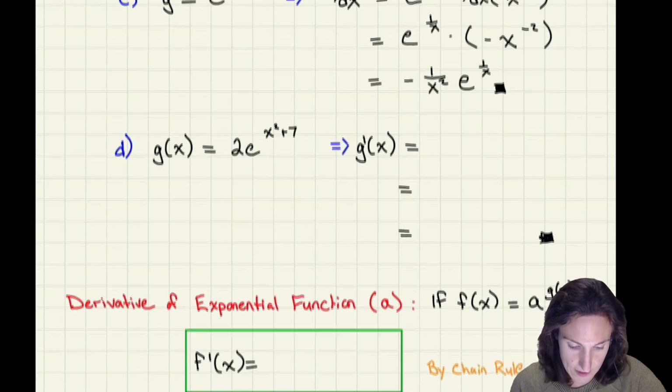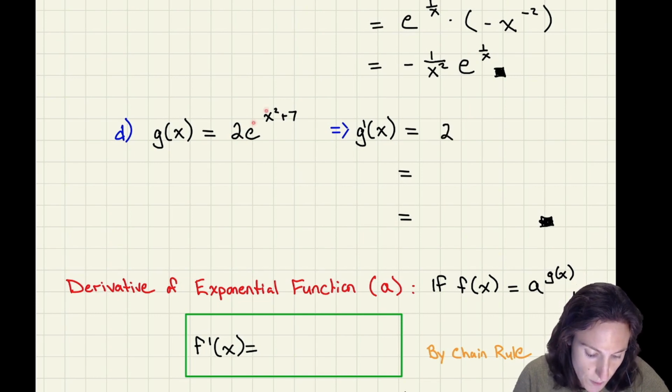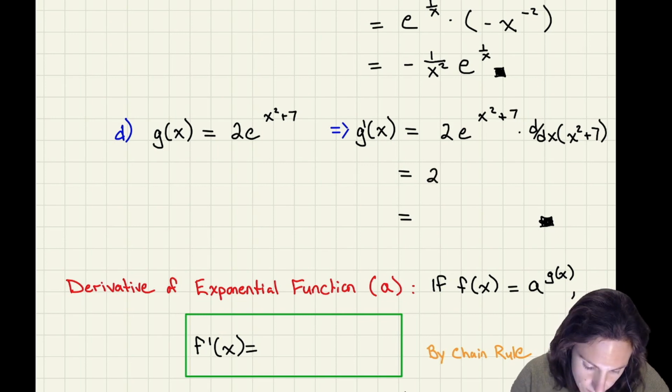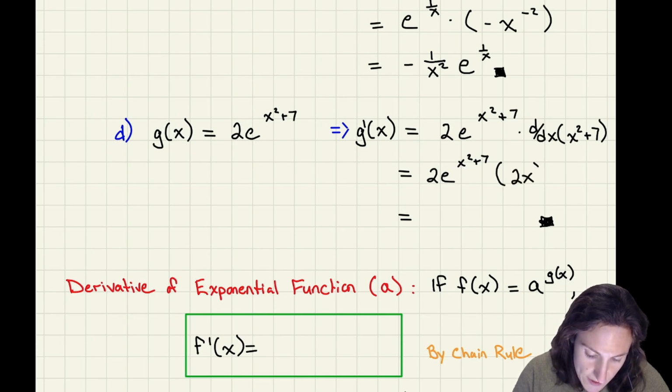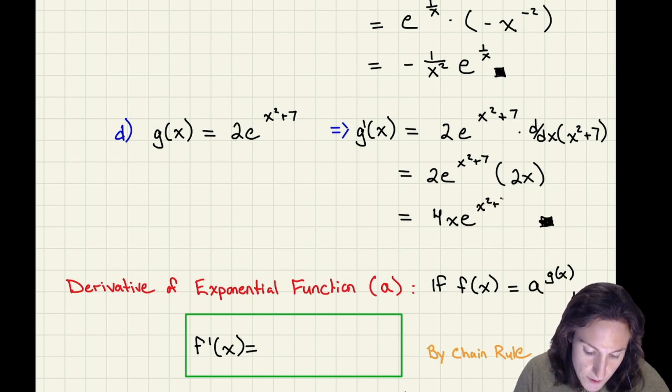All right, now let's try this one. So we have our coefficient here, that's fine, we just ignore that. And then the derivative of this part, our e, we rewrite what we have, so e to the power of x squared plus 7, and then I have to take the derivative of the exponent. So d dx of x squared plus 7. So I'm going to rewrite this first part. Now that derivative is just going to be 2 times x. And because these terms are multiplied together, I'm going to bring this 2x to the front and multiply it by 2 to get 4x e to the x squared plus 7.